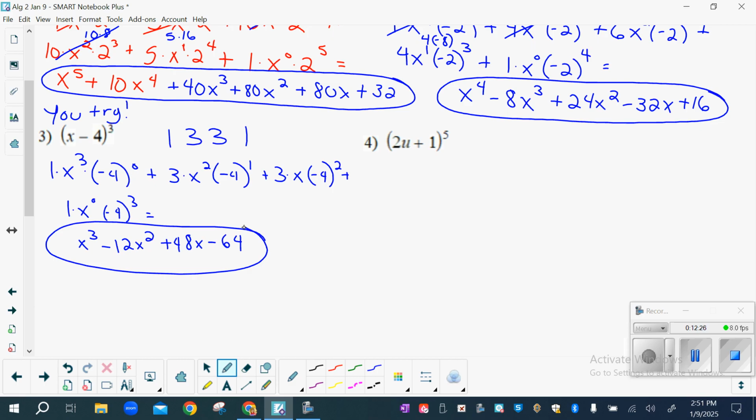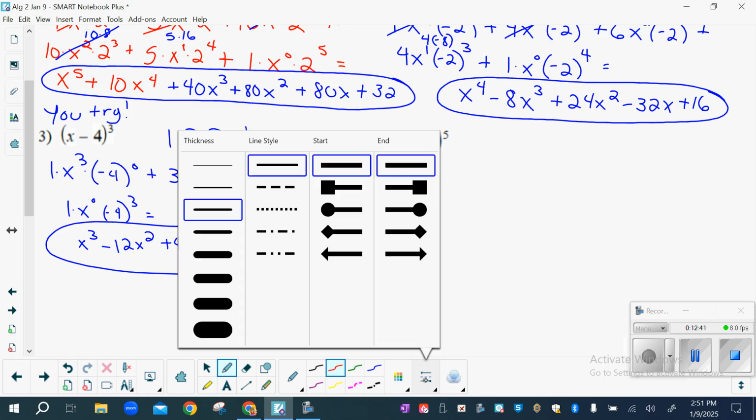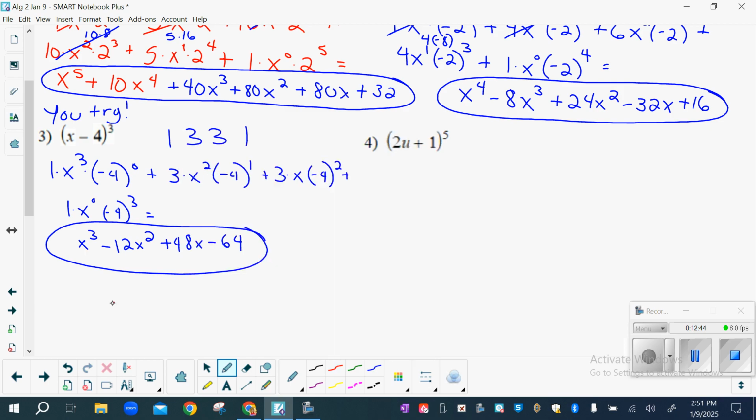Okay, what's different on number 4? Derek says he sees a coefficient in front of the variable. This is going to complicate it a little bit. We haven't seen one like this yet. What's the row from Pascal's triangle? 5, so which is what? That would be the 4th row. Yeah, 1, 5, 10, 10, 5, 1.